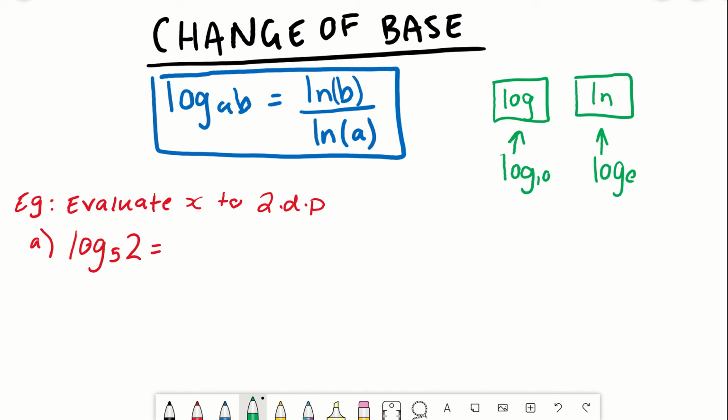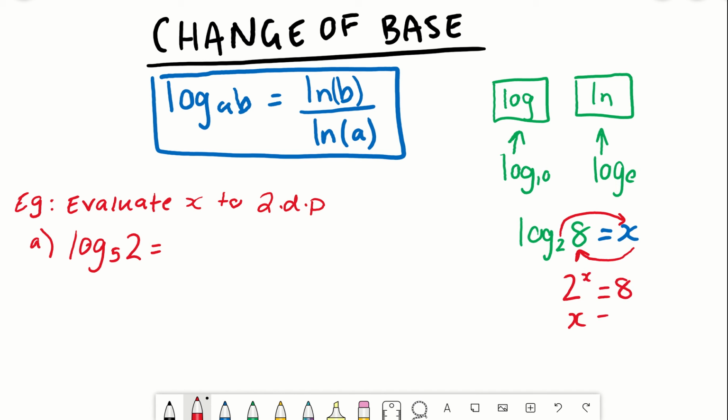Then we started looking at ones that didn't have a base of 10 or e, like log base 2 of 8. We said we can just turn it into an equation: the little number to the power of the answer equals the big number, so 2 to the power of x equals 8, and then we could solve it and work out the value. But that only worked for nice numbers, where we had the square or the cube of a certain number, okay?